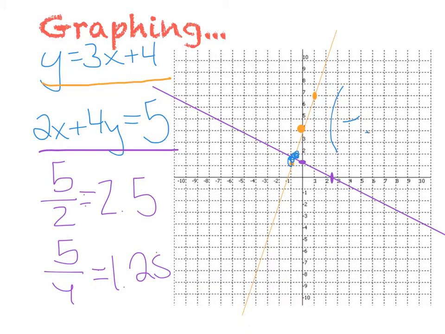Notice that the intersection here is at approximately negative 0.78 for the x value and 1.64 for the y value. Now, it might not be a very nice number, but that is okay. That is the solution to our system because it is where the lines intersect.